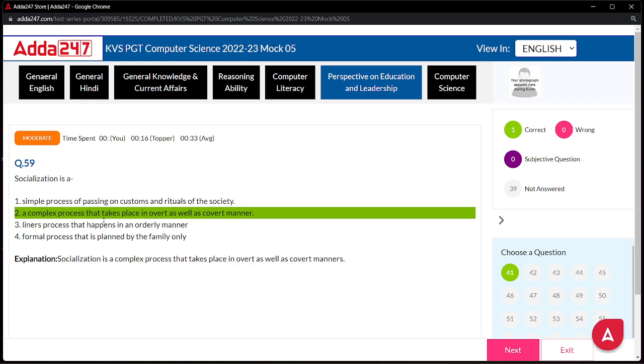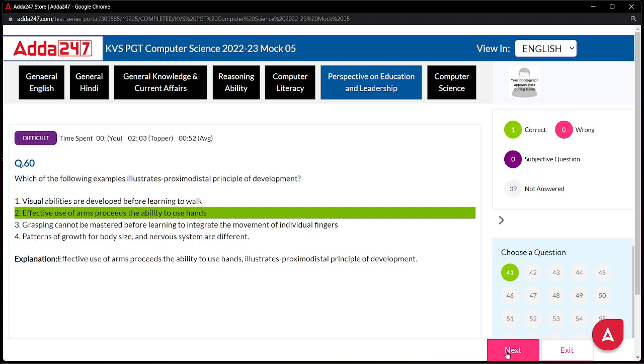Socialization is a complex process that takes place in an overt as well as covert manner. So that is socialization, a complex process. Okay. Now the last question: which of the following examples illustrates the proximal-distal principle of development? Proximal is related to the effective use of arms preceding the ability to use hands. So proximal development is this part. Effective use of arms.